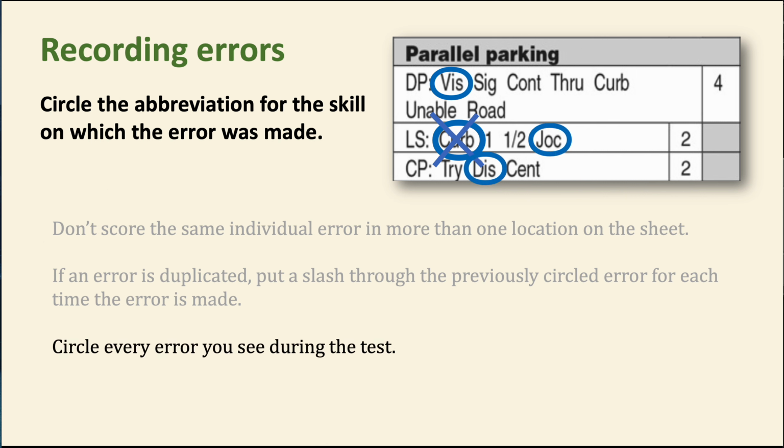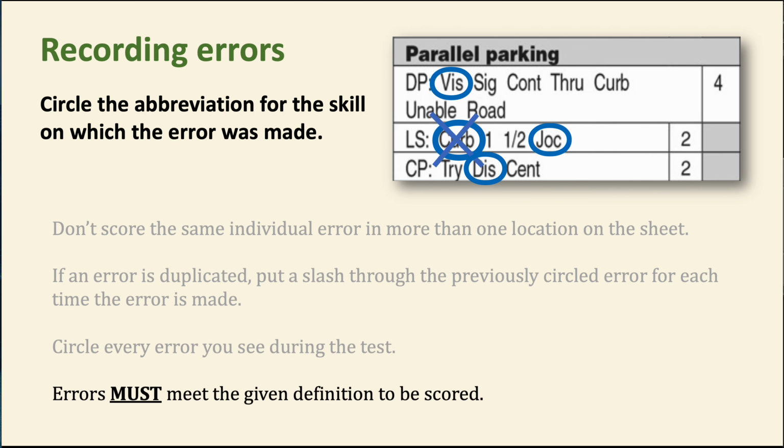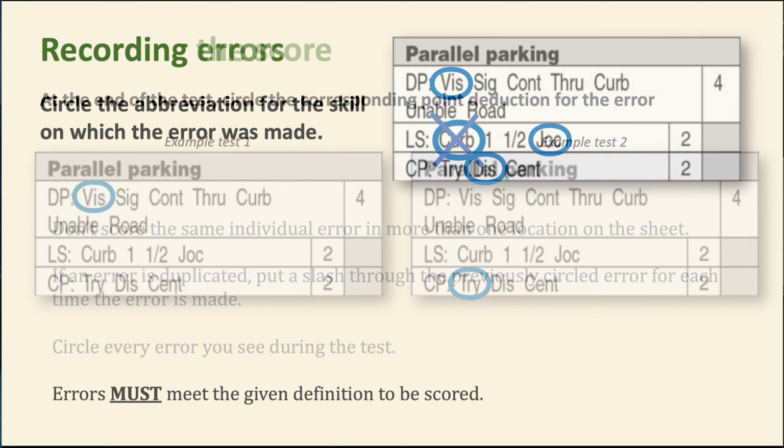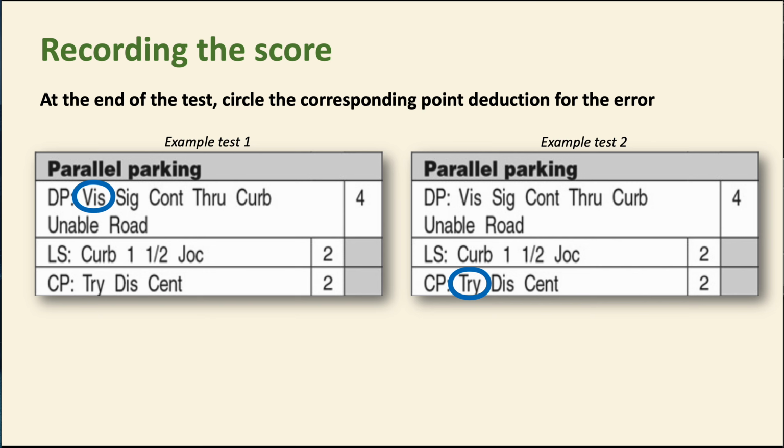Circle every error you see during the test. A technical error happened, you circle it, or draw a line through it if they did it again. Remember that errors must meet the given definition to be scored. You're not allowed to interpret your own, what you think it means, okay?